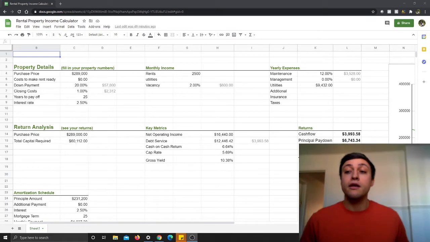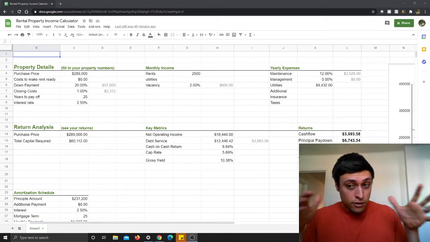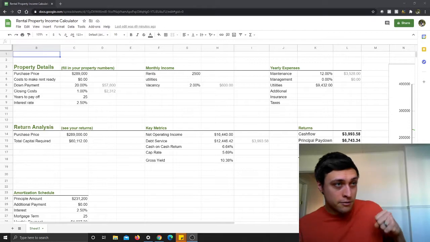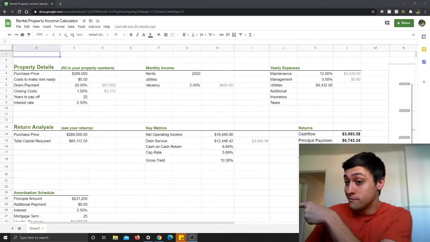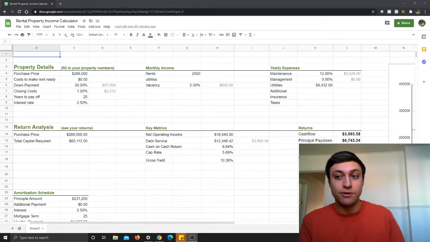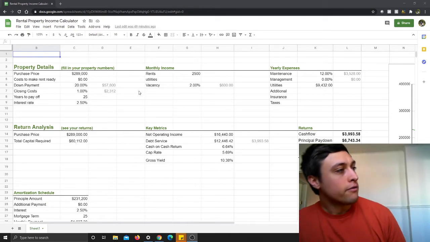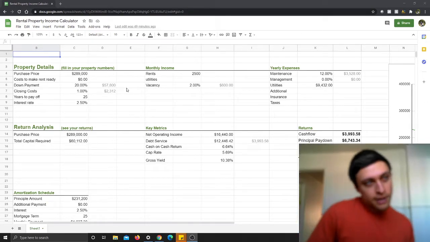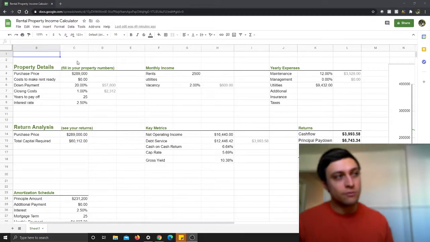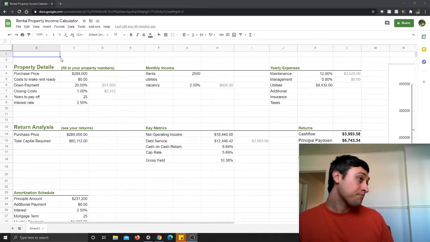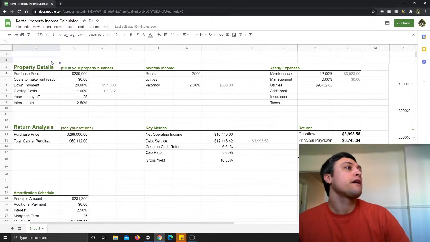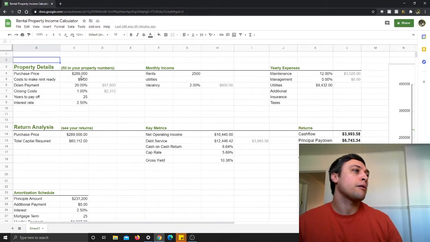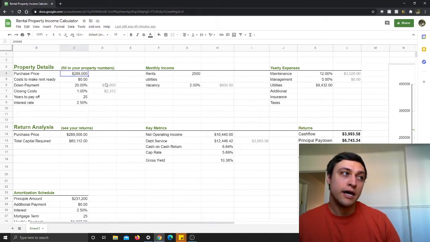Okay? So if you want to find that out, we're going to jump in over here to my calculator that I got. If you have one of these, cool. If not, just shoot me a message. I could send you this one that I made in Google Sheets, but we're gonna run through it. So let's say for example your property costed $289,000.